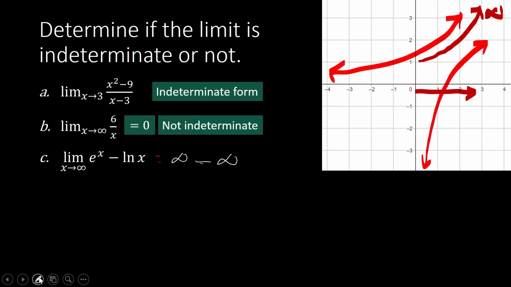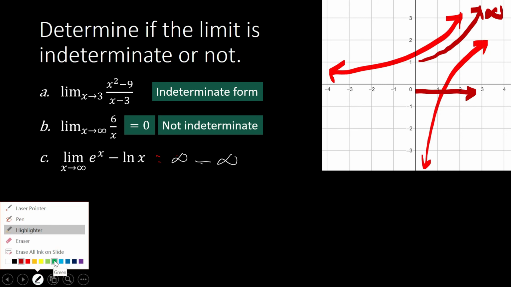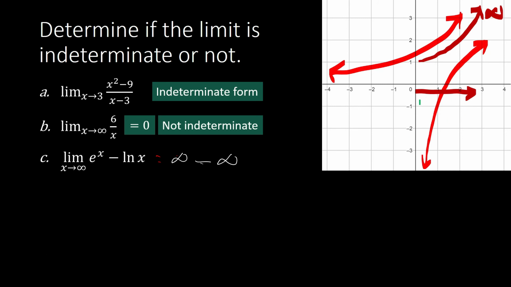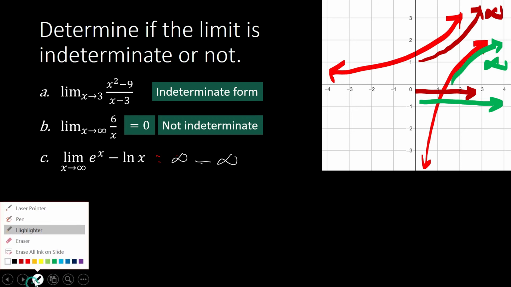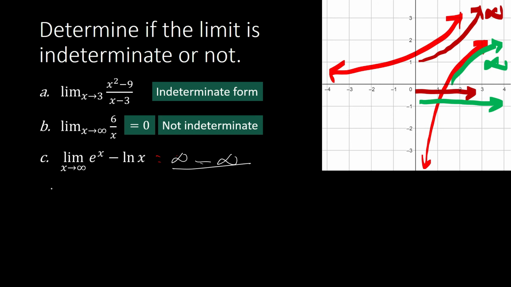Now, when x approaches positive infinity, we are now paying attention to your ln of x. As x approaches positive infinity, your ln of x also increases without bound. So this is infinity minus infinity. This is infinity minus infinity. And so this one is an example of an indeterminate form. You cannot yet make a definite conclusion about their limit.